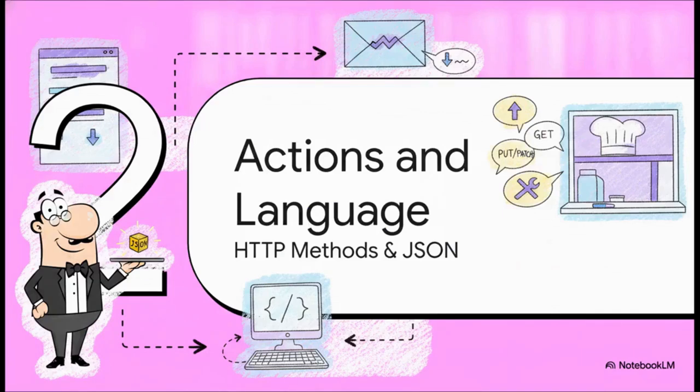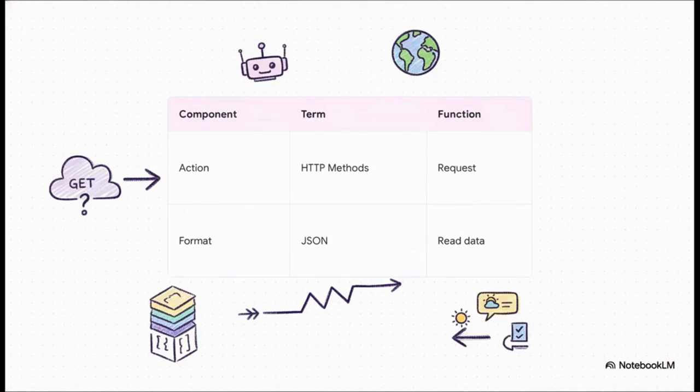Let's move on and see how this builds in Section 2, actions and language. We need to know how the agent actually communicates across that brand new connection. We have our waiter and our connection to the kitchen, sure, but how does our agent actually place the order? Without this step, an AI is basically just an expensive space heater. It really comes down to two things, action and format.